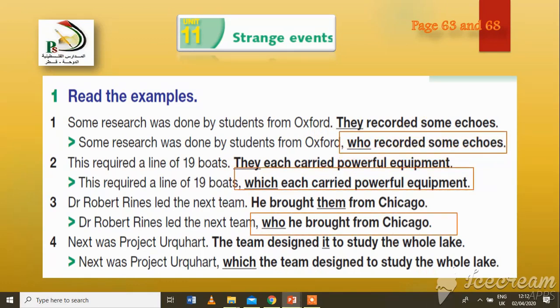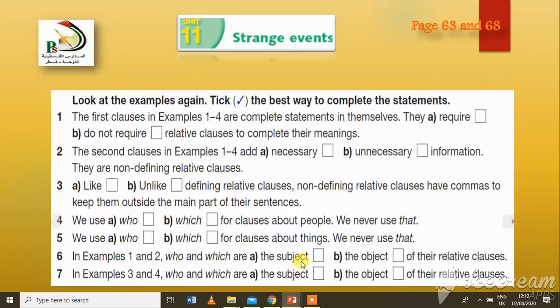These are the non-defining relative clauses. They are coming with a comma and you won't find any that here, neither for people nor for things. Now pause the video here in order to solve your exercises, which is very, very easy as compared to the previous one. Number 3. Your answers with me.